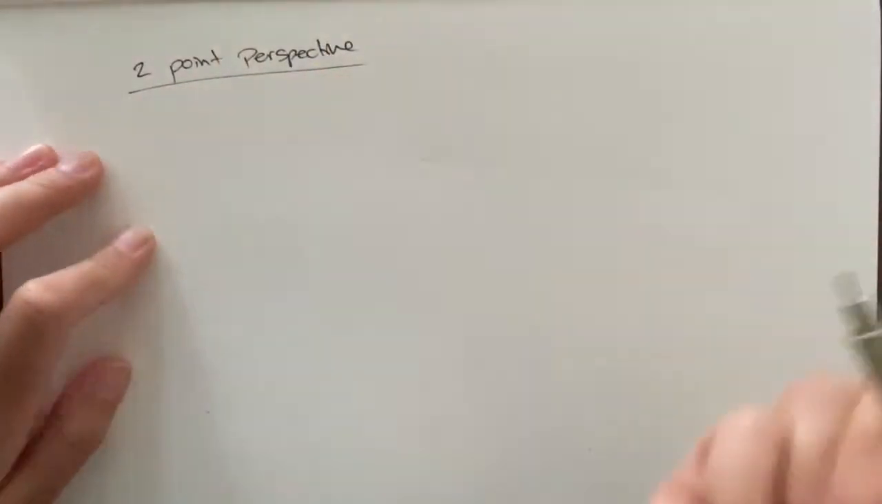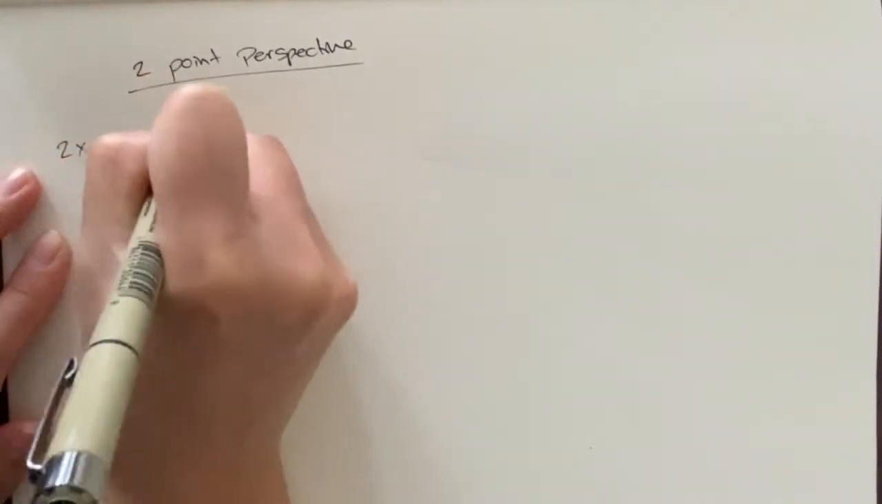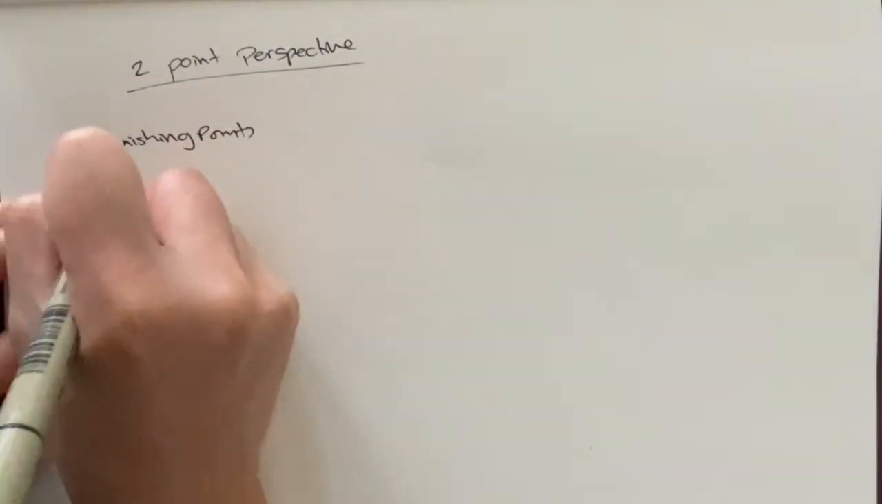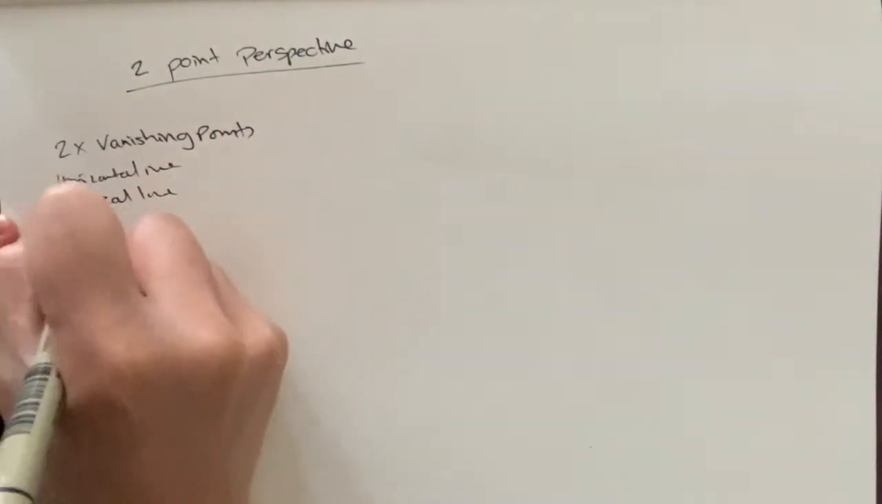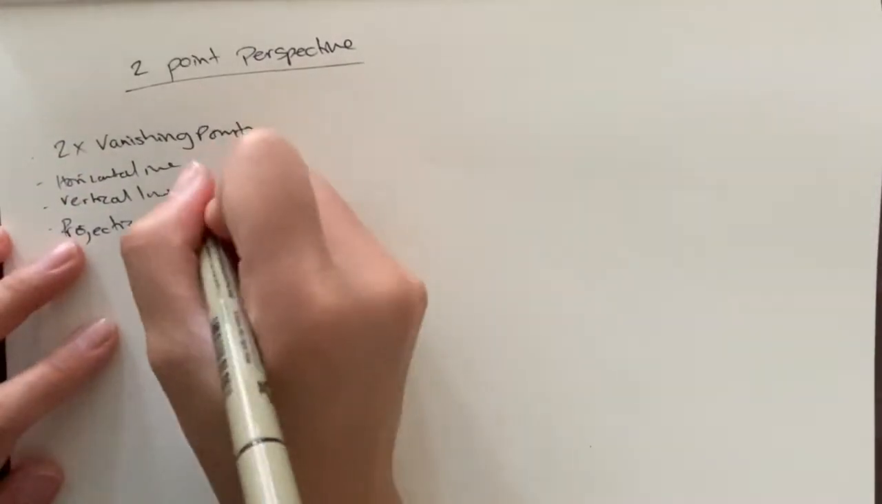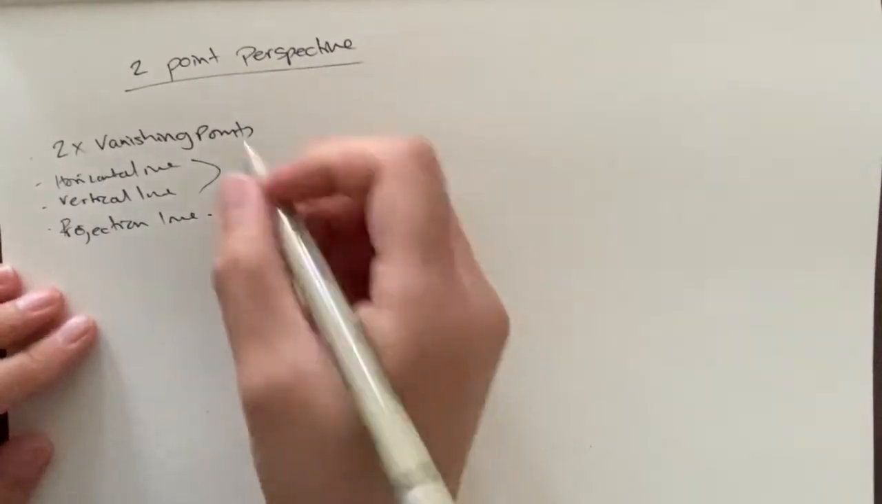At this stage, we're thinking about how this is different to one-point perspective. So essentially, this one will have two vanishing points, but everything else will be the same. And when you're thinking about these two lines, they always need to be parallel.